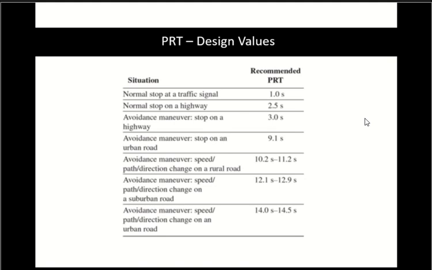You come towards the highway and you drive daily on this highway, you see a traffic jam in front of you. Or there is a barrier or a checkpost which you see every day, normal stopping. You stop because of normal reasons which you already know. So perception reaction time is again more than the signal, but still 2.5.